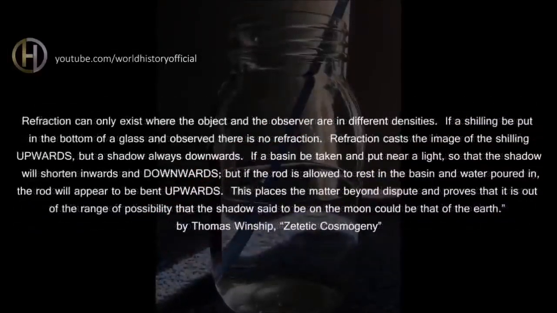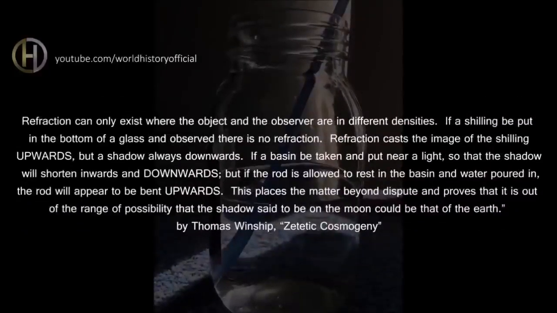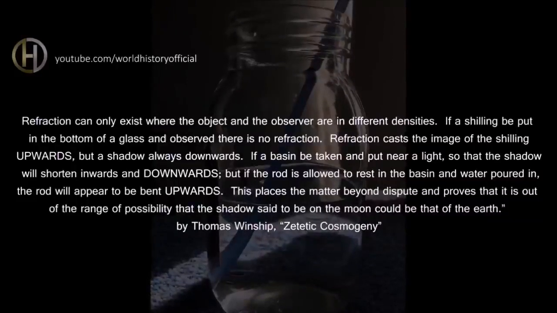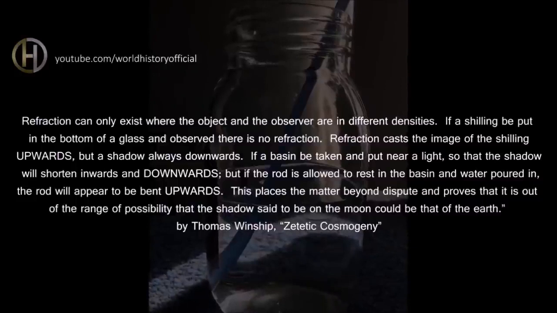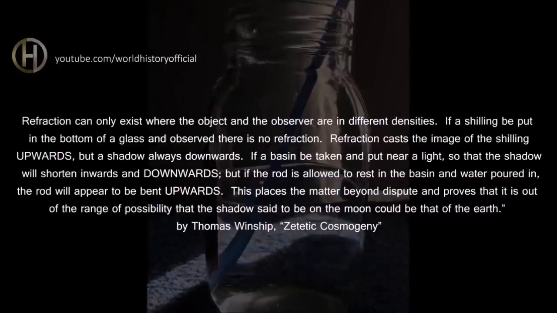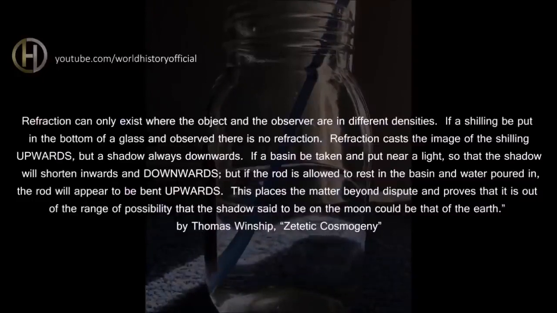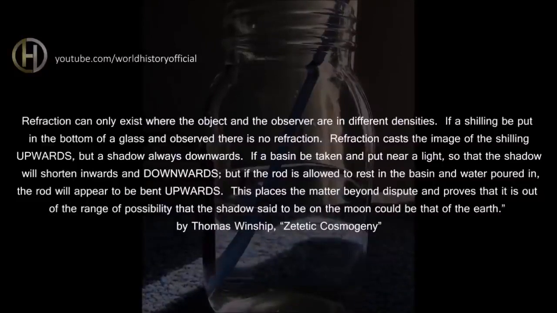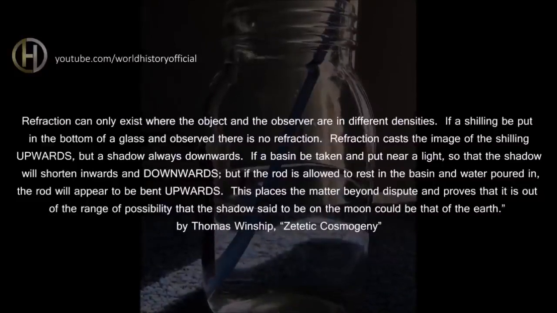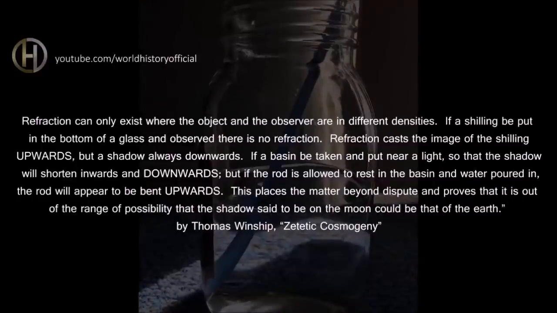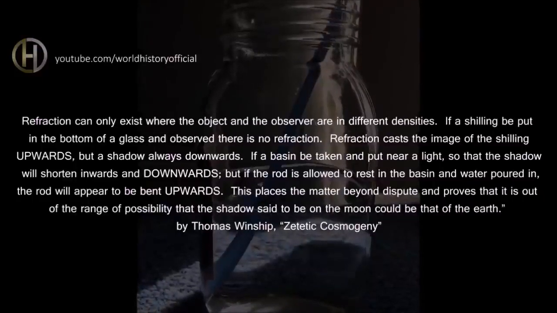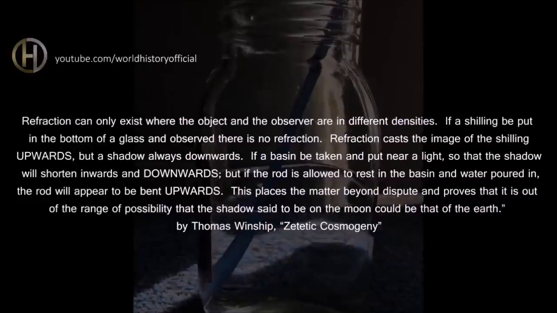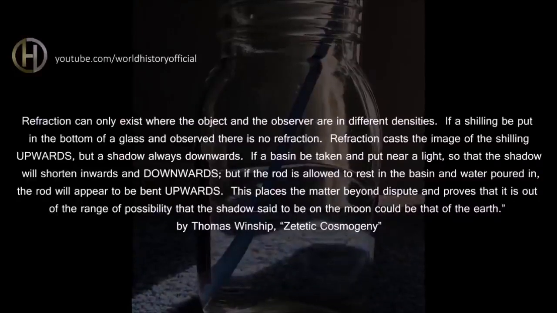Refraction can only exist where the object and the observer are in different densities. If a shilling be put in the bottom of a glass and observed, there is no refraction. Refraction casts the image of the shilling upwards, but a shadow always downwards. If a basin be taken and put near a light, so that the shadow will shorten inwards and downwards, but if the rod is allowed to rest in the basin and water poured in, the rod will appear to be bent upwards. This places the matter beyond dispute and proves that it is out of the range of possibility that the shadow said to be on the moon could be that of the Earth. By Thomas Winship, Zetetic Cosmogony.